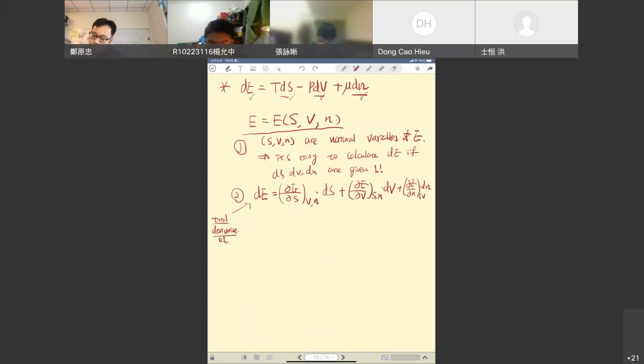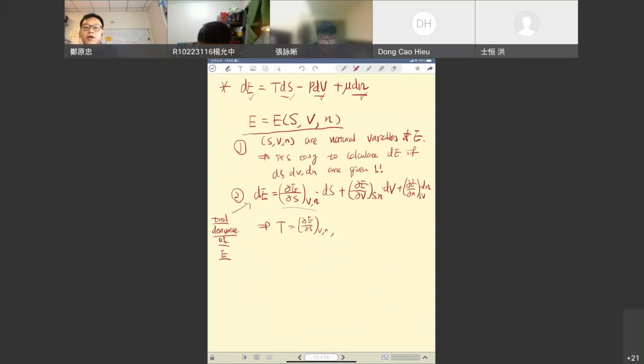Of E, right? So we can compare this to the fundamental equation of thermodynamics. We realize that this is energy, but of course we define energy from here. This is not surprising: partial E, partial S.